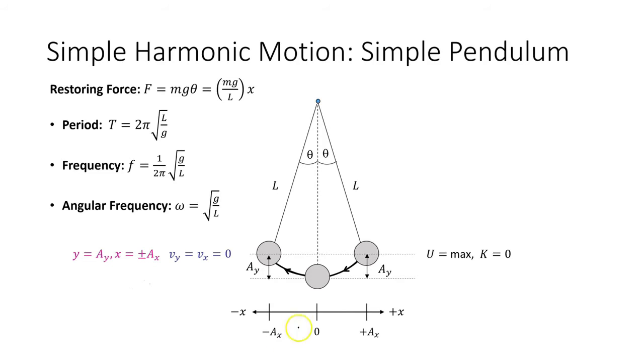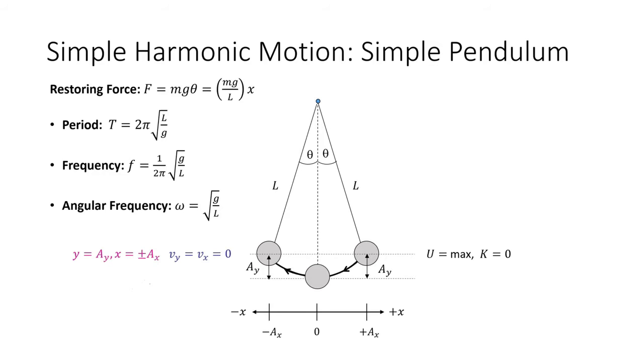So in other words, the x displacement of the pendulum is either going to be minus Ax or plus Ax, so plus or minus the maximum amplitude from equilibrium. Those x amplitudes are what you would use if you were thinking about the x position as a function of time, thinking back to those simple harmonic motion equations that we derived at the very beginning of this chapter.